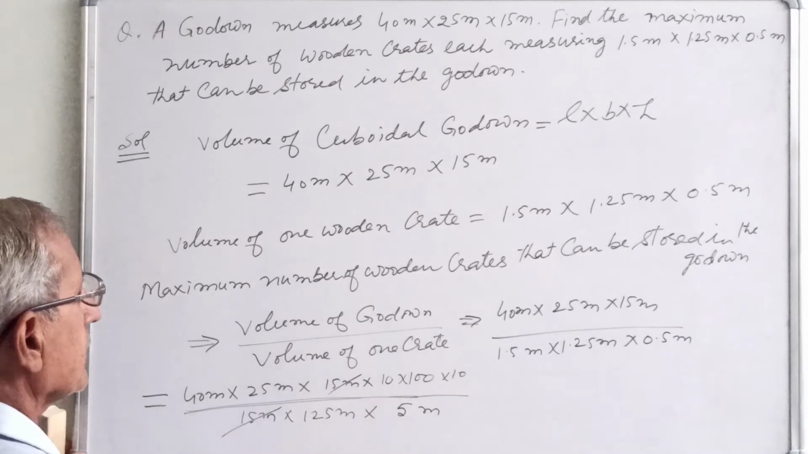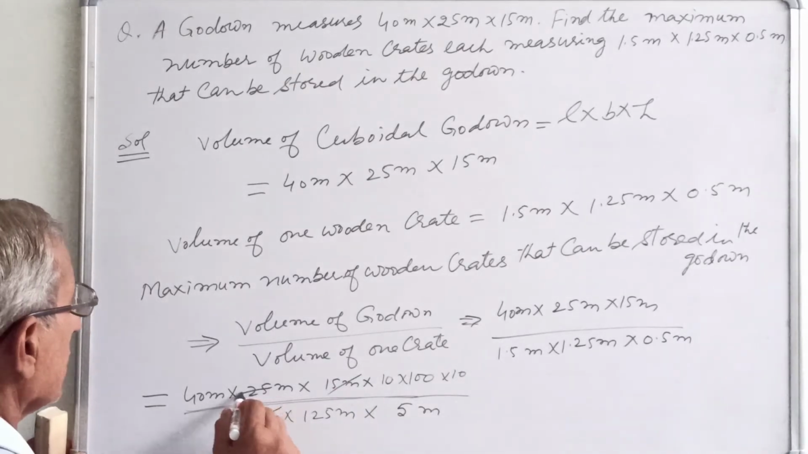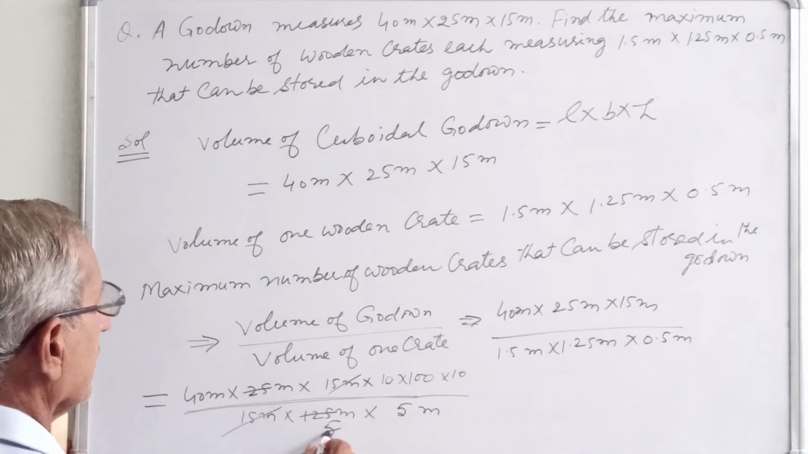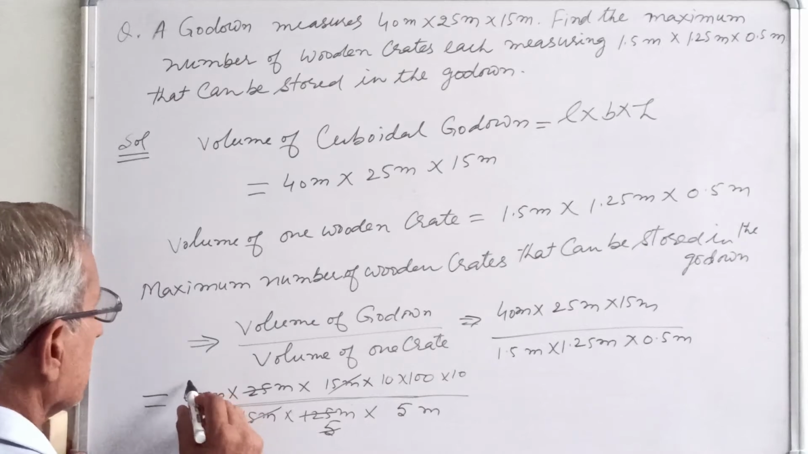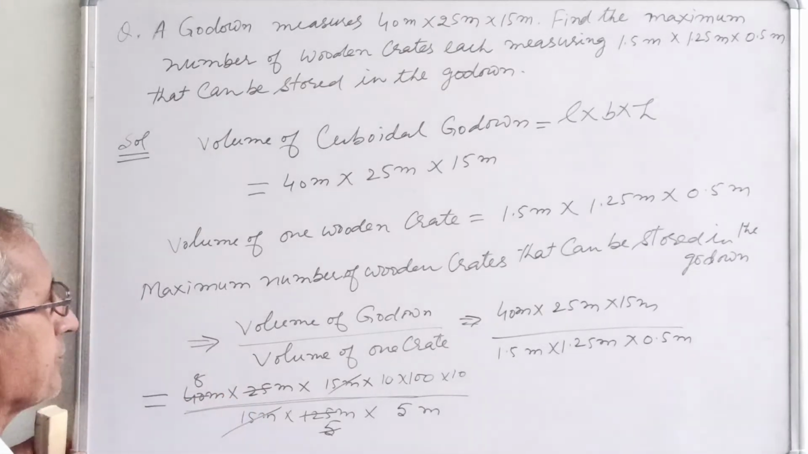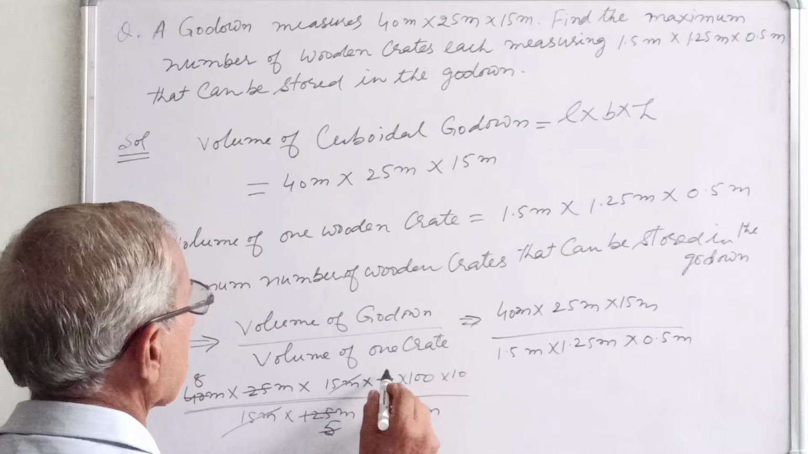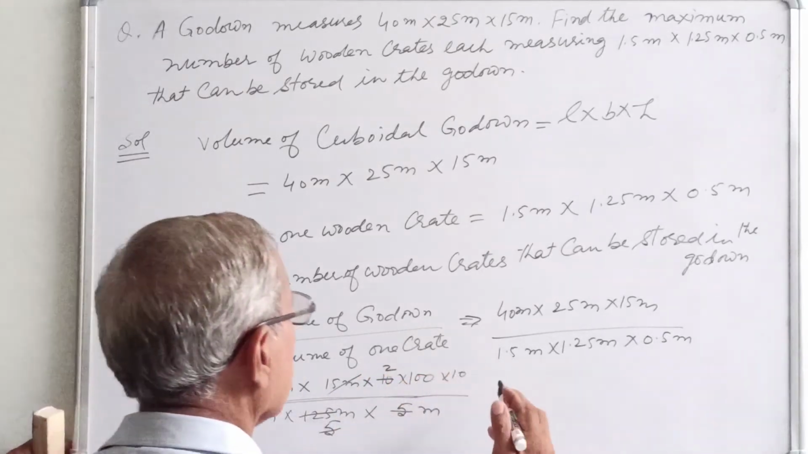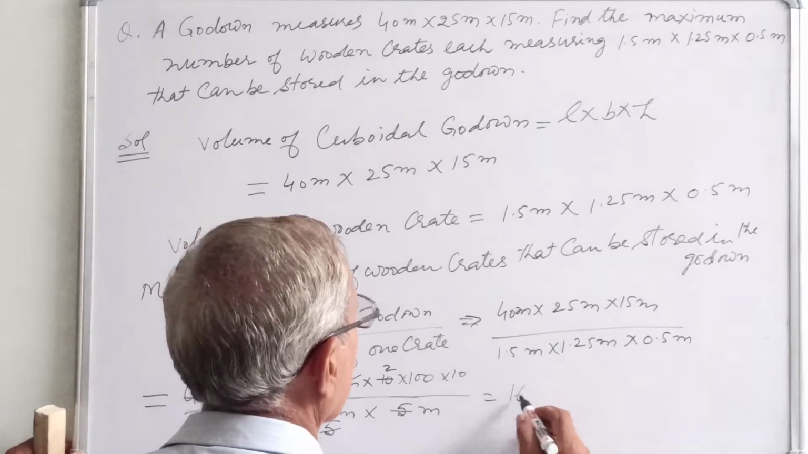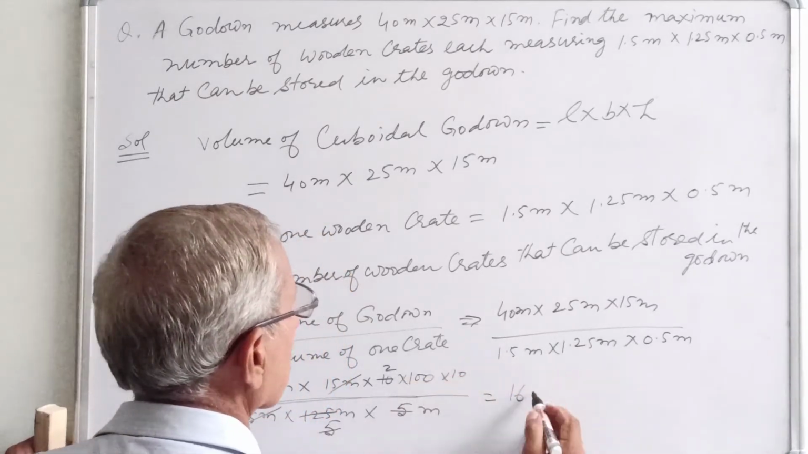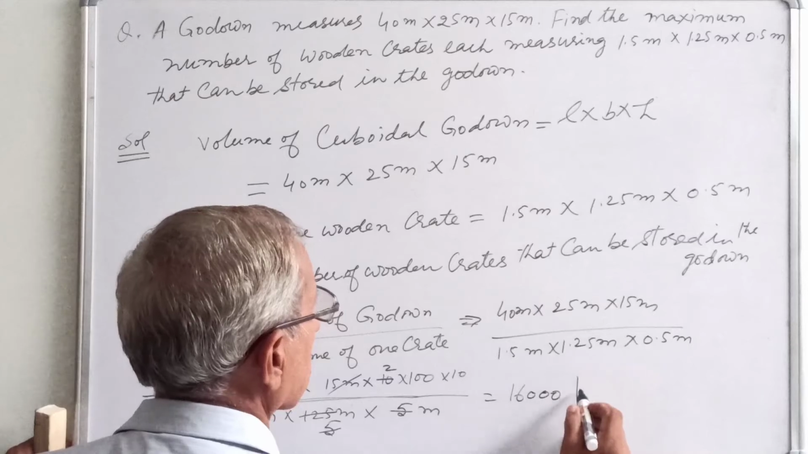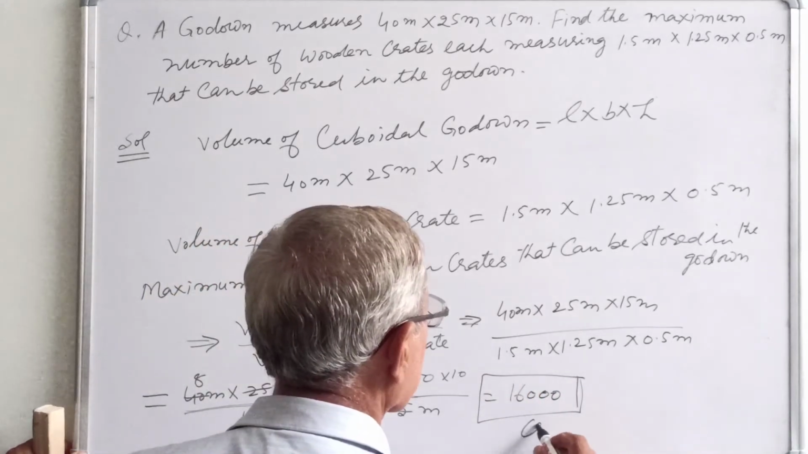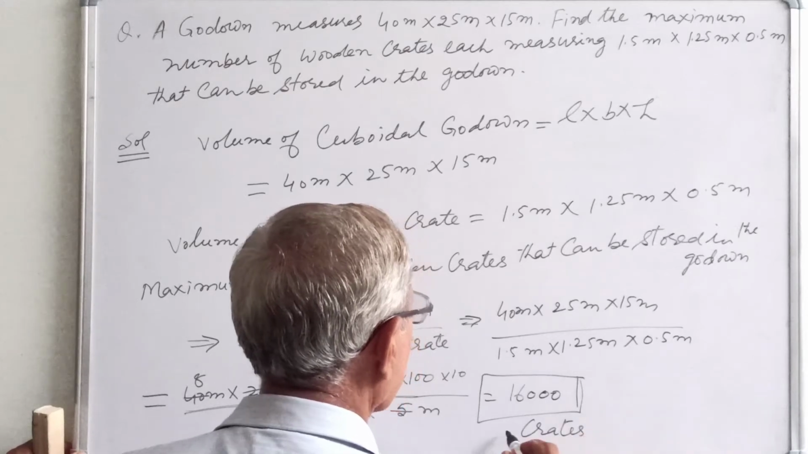15, 15, 25, 125, 5 with 40, 8, 5 with 10, so 8 into 2, 16, 16 and 3 zeros. So this is the answer. 16,000 crates that can be stored.